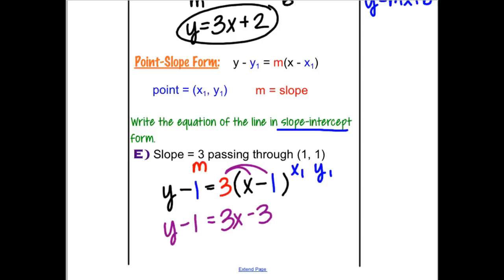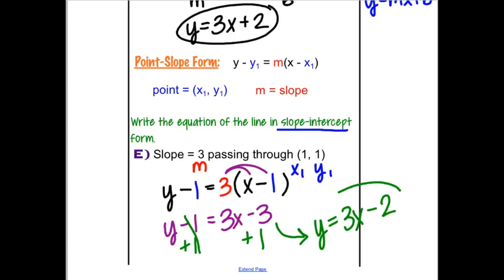We're not solving for x, so we're going to add 1 to both sides, which will then give me a final answer of y equals 3x, and then -3 plus 1 is -2. Be careful with your negatives. Use a calculator for crying out loud if you have a hard time with negatives. Don't make it any harder on yourself than it needs to be.